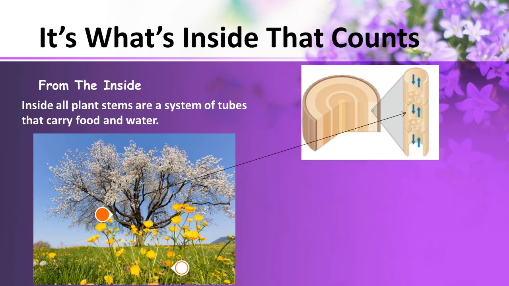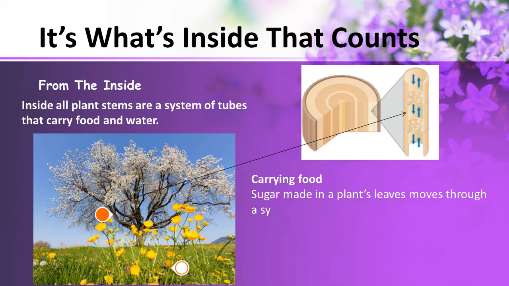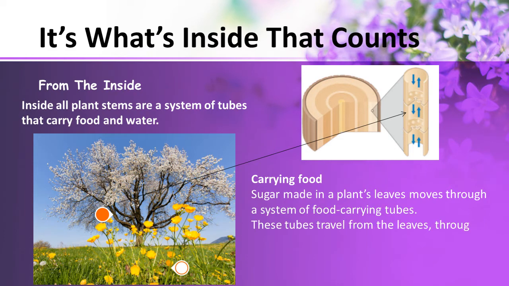Here, the sugar made in a plant's leaves moves through the system of food carrying tubes. These tubes, grade 4, travel from the leaves throughout the plant and down to the roots. For example, a carrot stores extra sugar produced by a plant. Alright, so let's move on.